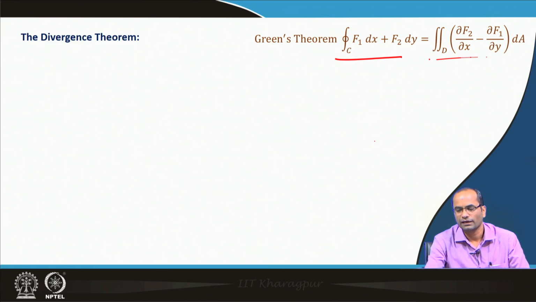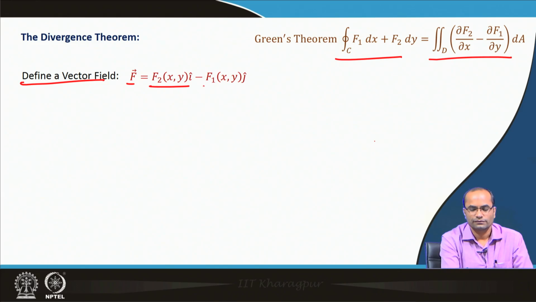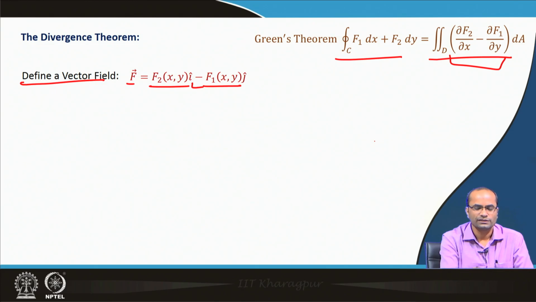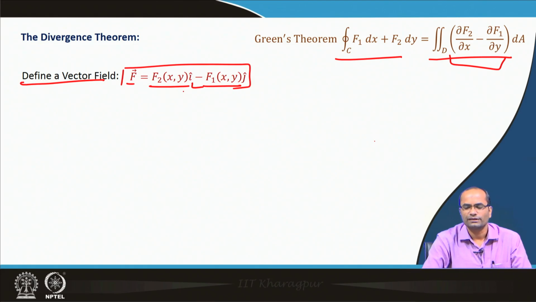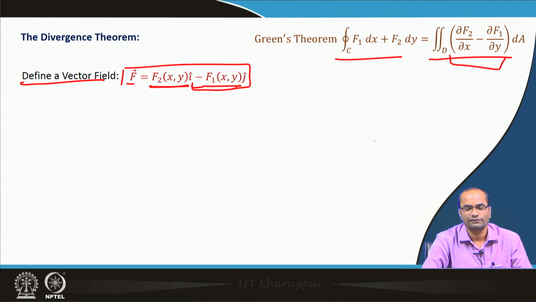I have written Green's theorem once again. We define the vector field F in such a way that we have these 2 components, F2 and minus F1. The minus sign is taken just to get the desired form of Green's theorem, but we can actually work with F1 i and F2 j as a standard notation. Here, it is to show that we get the form written on this slide. So, we take this 2-dimensional vector field, F2(x,y) as the first component, and minus F1(x,y) as the second component.